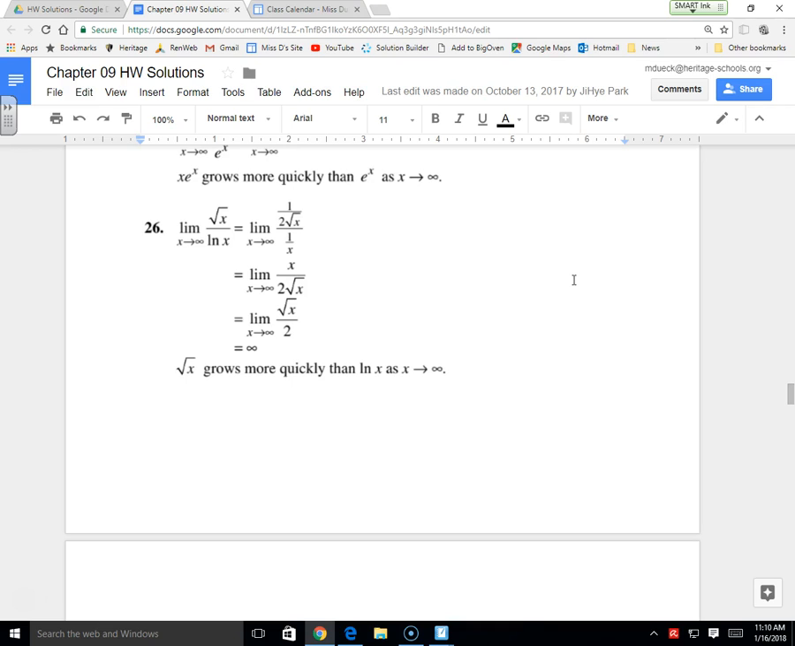Corey? Does it matter which function's on top and which function's on the bottom? Technically no, because if you were to flip them, you would still solve, but it shouldn't have been infinity then, it would have been 0. Yes. Because if you flip them and the limit was 0, you could say that the square root still grows more quickly. So the conclusion is the same, the work would be a little different.